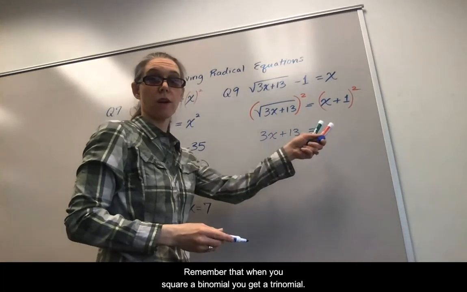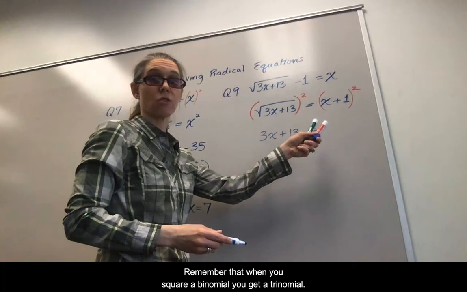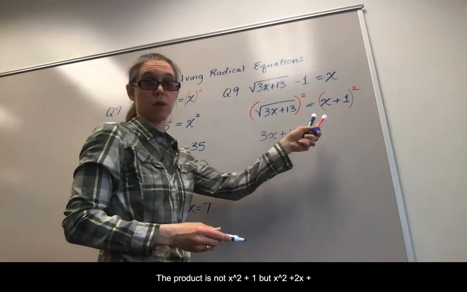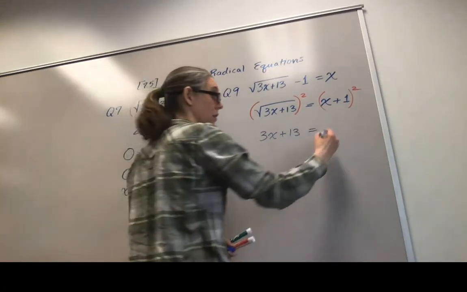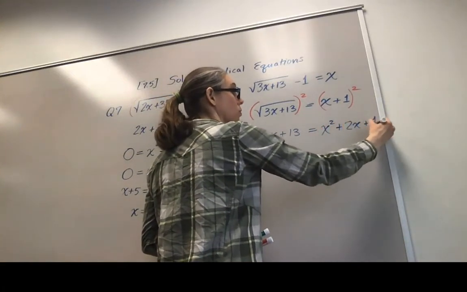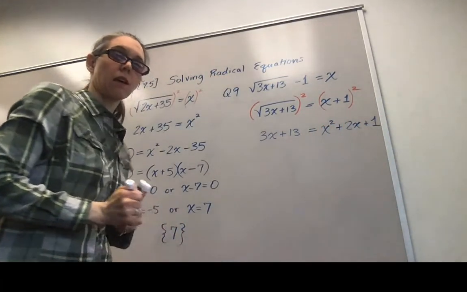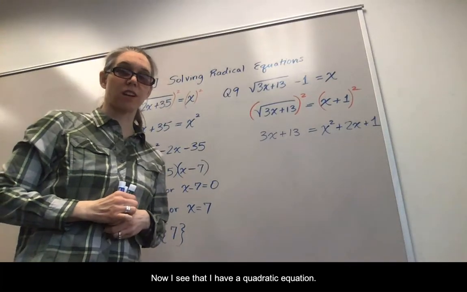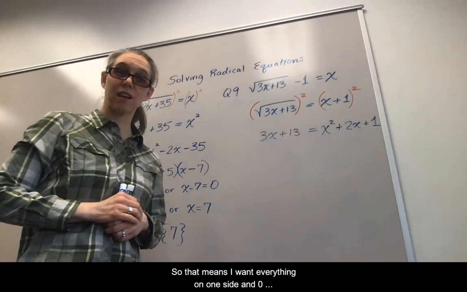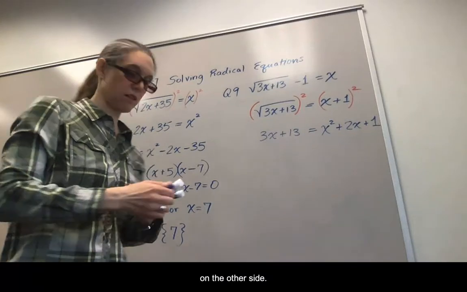Remember that when you square a binomial, you get a trinomial. The product is not x squared plus 1, but x squared plus 2x plus 1. Now I see that I have a quadratic equation. So that means I want everything on one side and 0 on the other side.